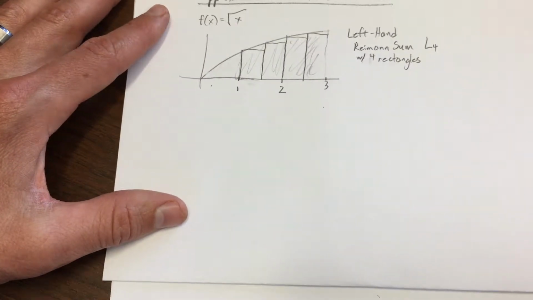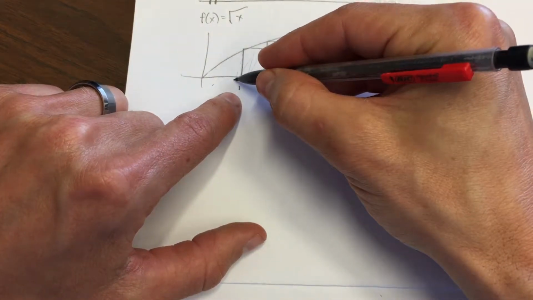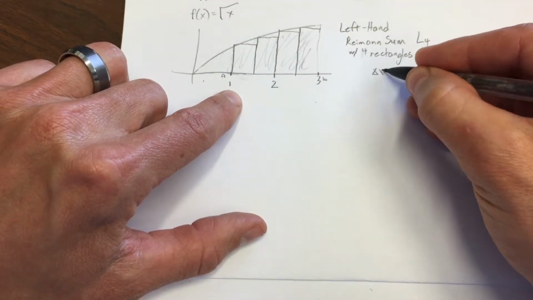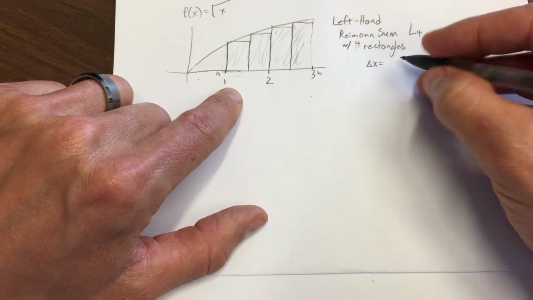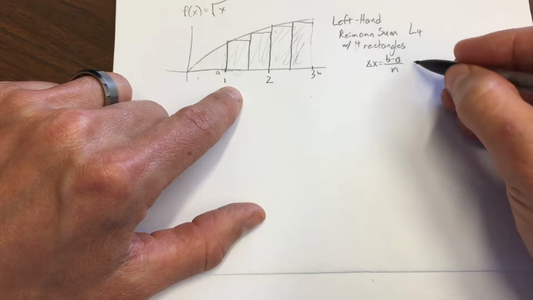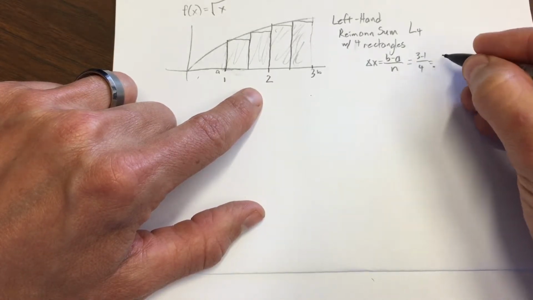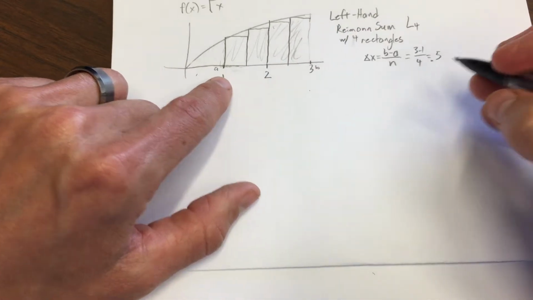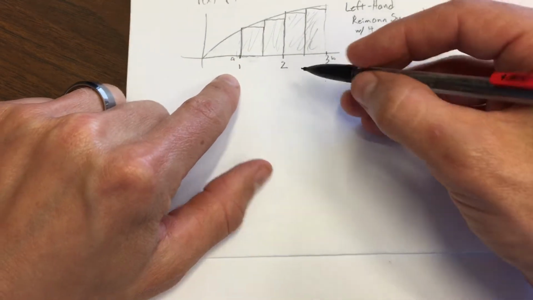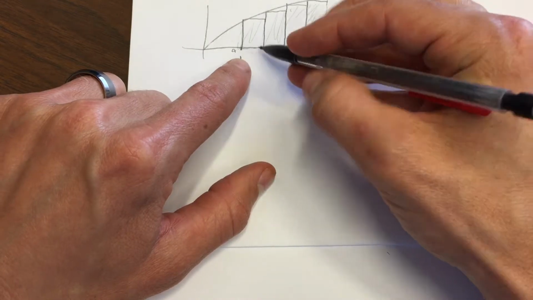And you could sort of calculate out that essentially if you called this point A and that point B, then you would have some delta x, that would be B minus A divided by the number of rectangles. So in our case, it would be 3 minus 1 divided by 4. The rectangles would each have a width of 1/2. And then we could take the height at each point.